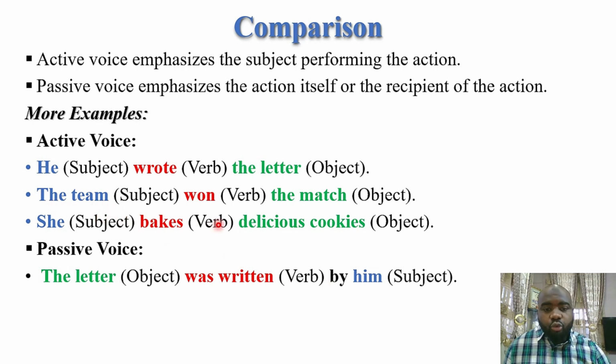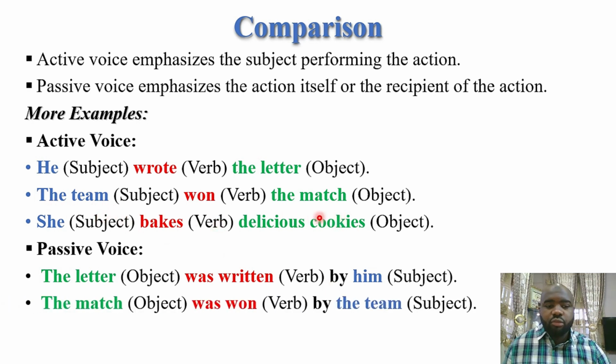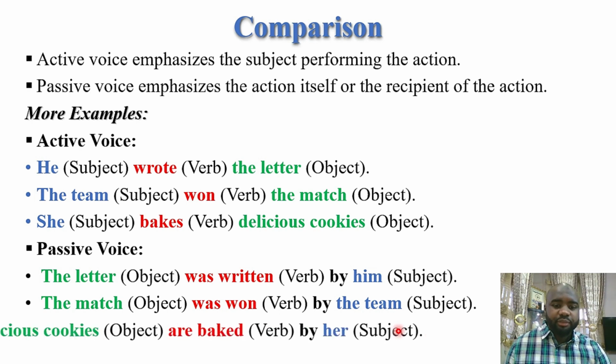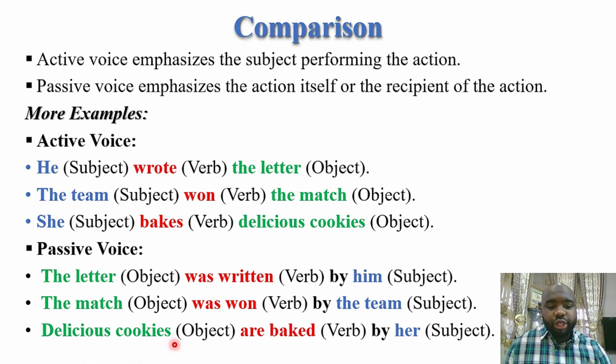The team won the match. This is it. The match was won by the team. Infinitive verb to be, the past tense, and then we have our past participle, and then by the team. Simple as that.